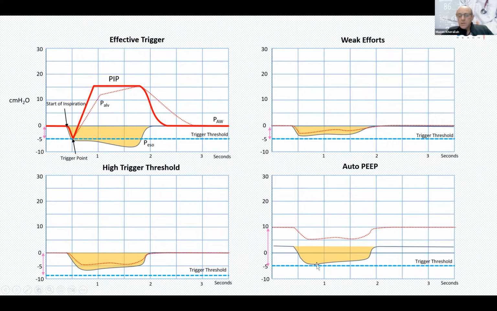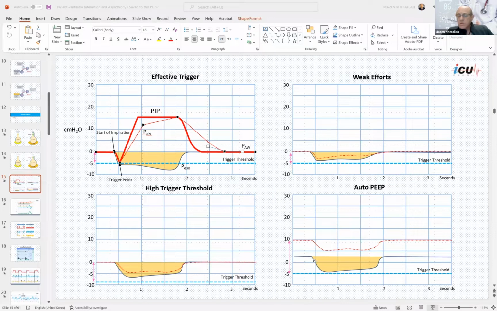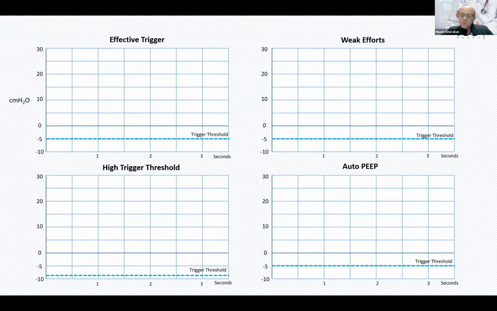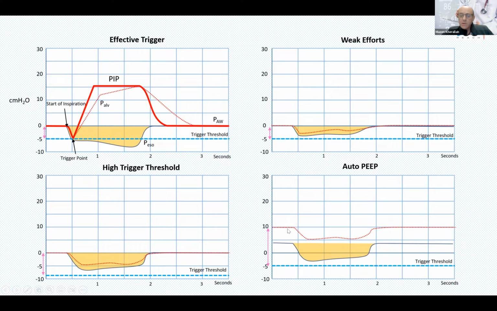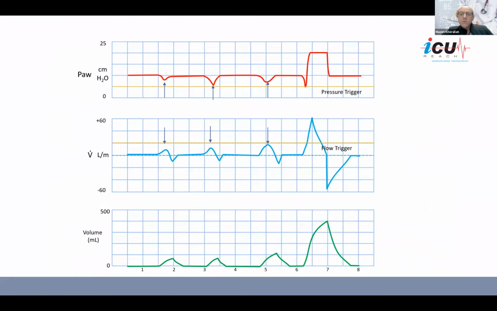And usually when you have auto-PEEP, some of this will be transmitted. So this is more representative now of the auto-PEEP. So much work that the patient has to do in order to pull down the pressure below the auto-PEEP. I will talk about that again in the examples. So let's see some examples here.